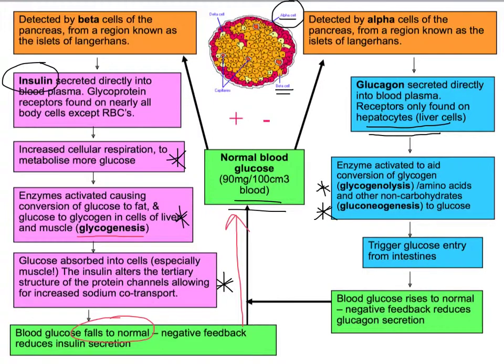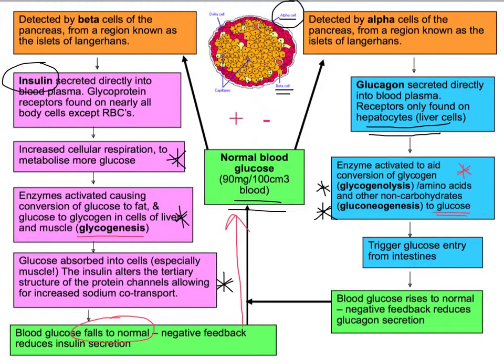So we need to be clear on the difference between glycogenolysis and gluconeogenesis. Three quite difficult terms used in this video. Ultimately, the really important bit is we get this glycogen converted back to glucose in the liver. Now I've put enzyme activated. It's because glucagon works through what's called the secondary messenger mechanism, which I'll explain in another video.